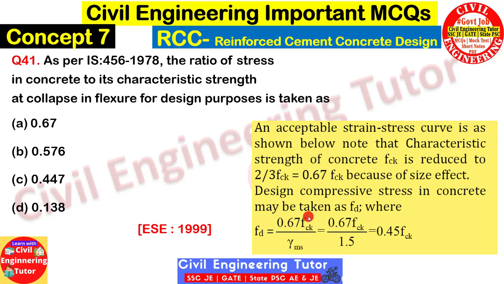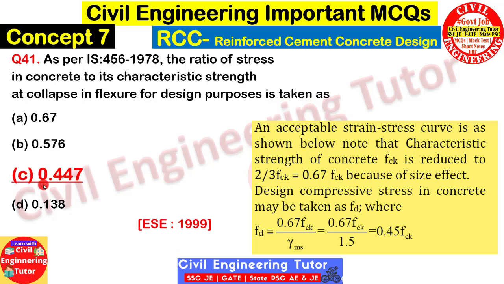So when we are increasing the dimension, the strength is obviously reducing, and 0.67 FCK is generally considered when slenderness ratio is greater than 4. This is because of size effect, we reduce the value of strength to 0.67 FCK. And then further we have to apply 1.5 as a factor of safety for concrete. So in this limit state method of design, we use 1.5 as a factor of safety. So here the final design value will be 0.45 FCK. So the correct answer will be 0.447 FCK or 0.45 FCK. So C will be the correct answer.